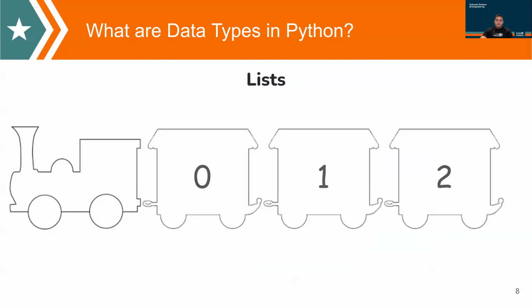Then we have lists. Lists are essentially just like a train with carts. Each cart inside of this train can hold a different item, and you can add or remove carts or items into each individual cart as needed. Lists allow us to store and manipulate collections of data.